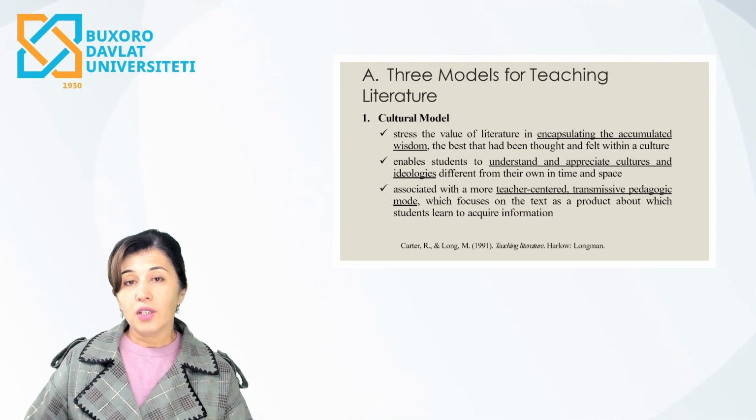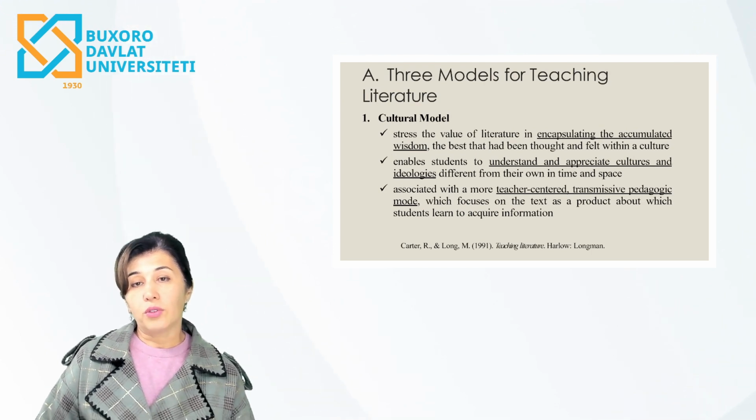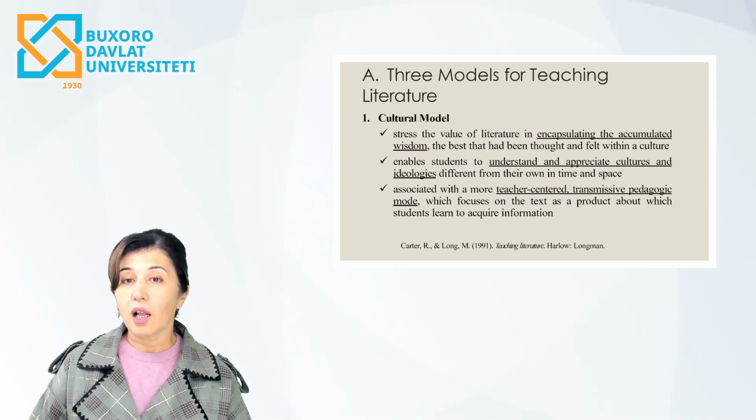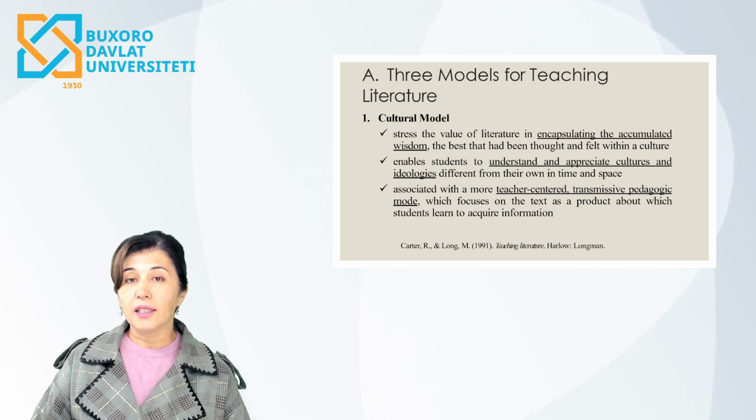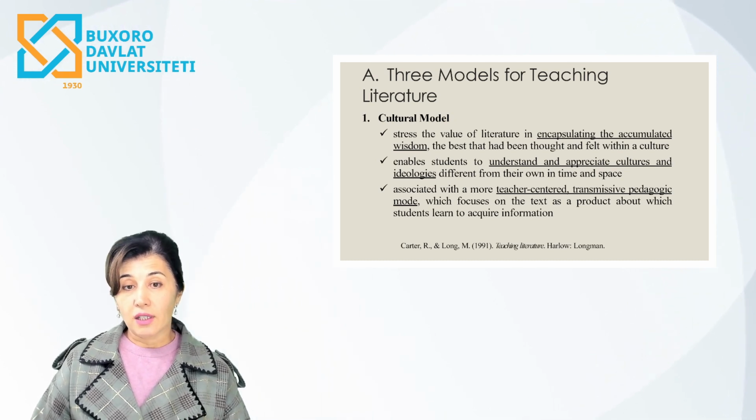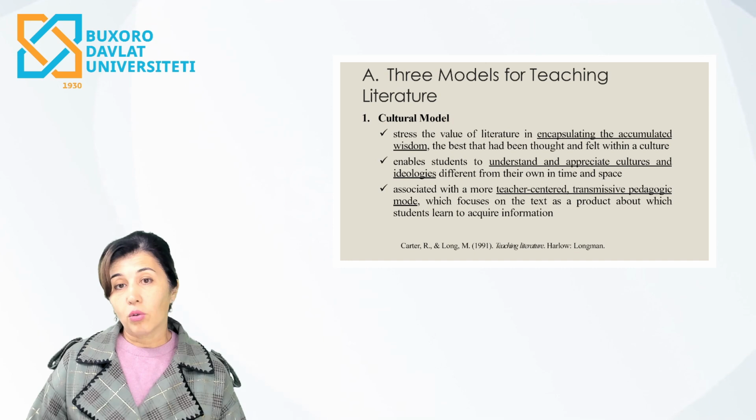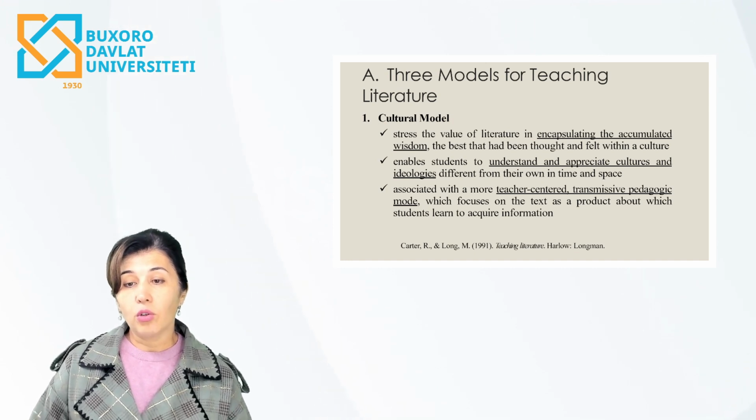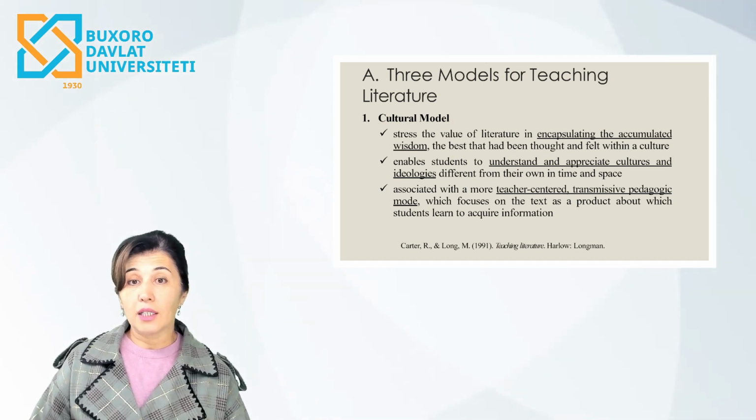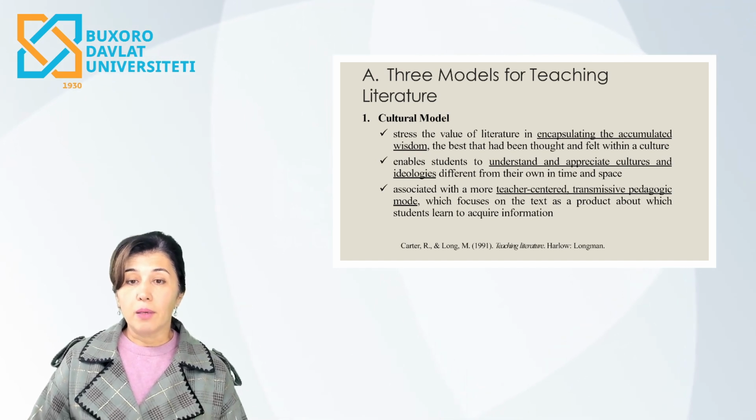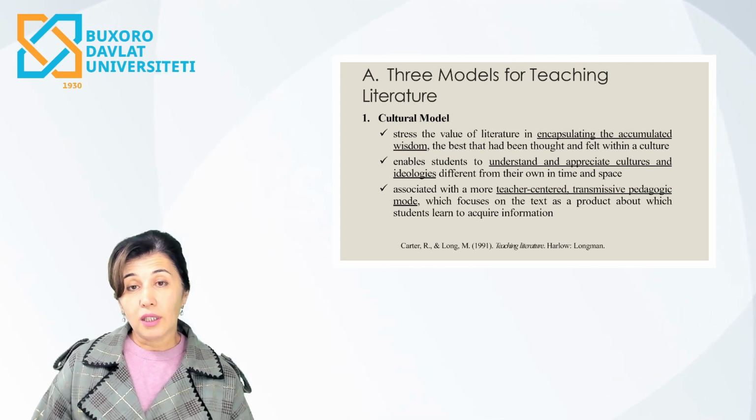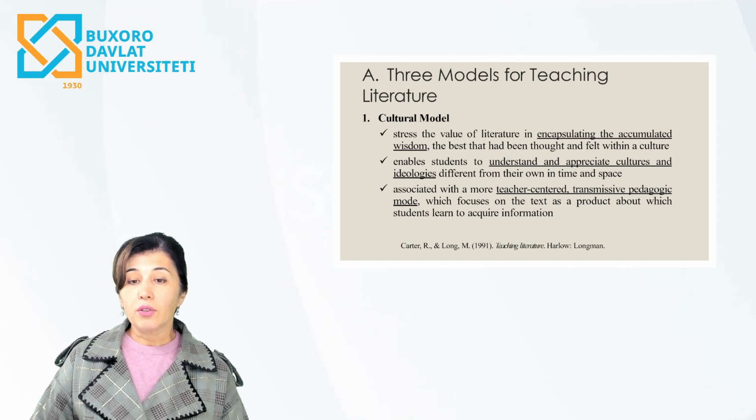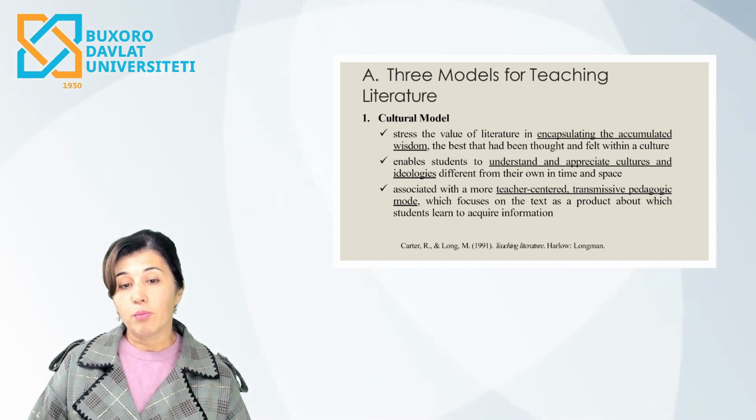So, let's start differentiating different models of teaching literature. The first model is the cultural model. From the word itself, you can understand that it is strongly connected with teaching culture as well as literature. The cultural model of teaching literature stresses the value of literature in encapsulating the accumulated wisdom, the best that had been thought and felt within a culture. It also enables students to understand and appreciate cultures and ideologies different from their own in time and space.